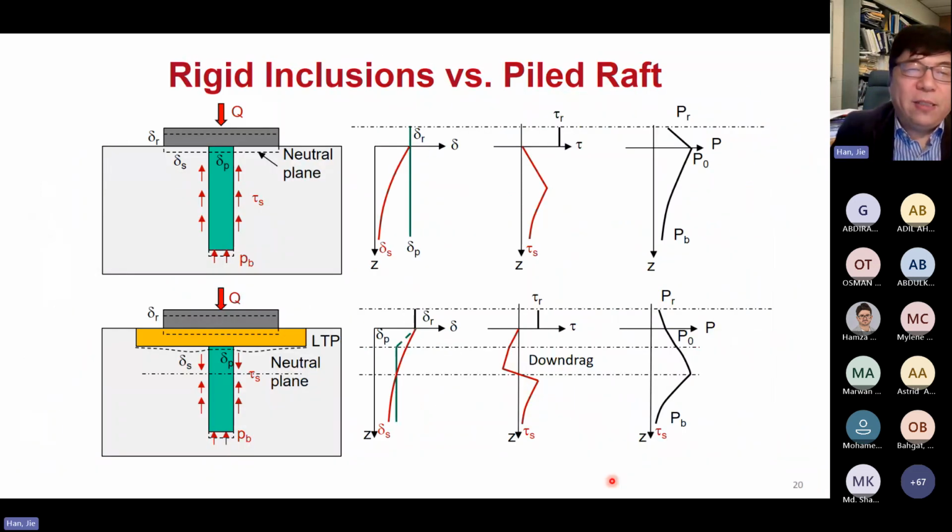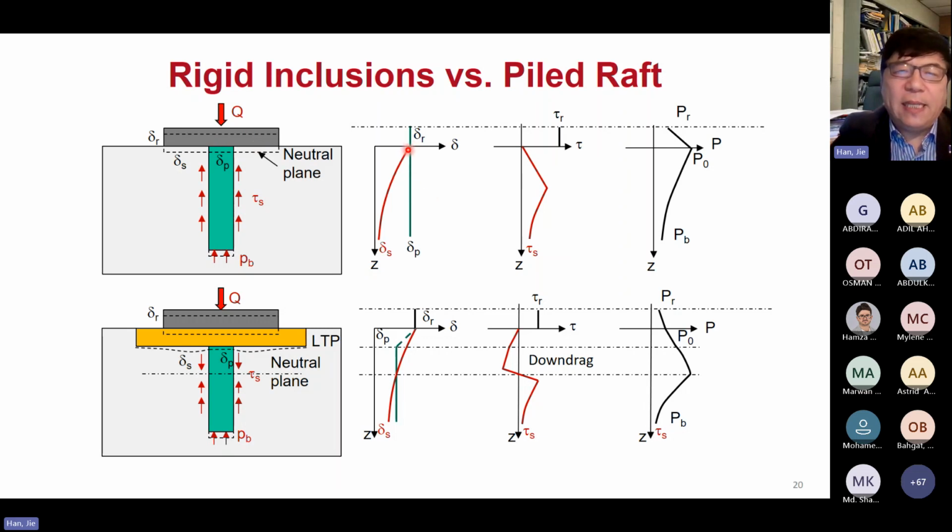Now let's talk about the two systems I mentioned earlier: rigid inclusion versus the piled raft. For a piled raft, there's no cushion. For rigid inclusion, there's a cushion, there's an LTP. How that changes the dynamics is quite a lot. As you can see here, let's assume the footing is rigid.